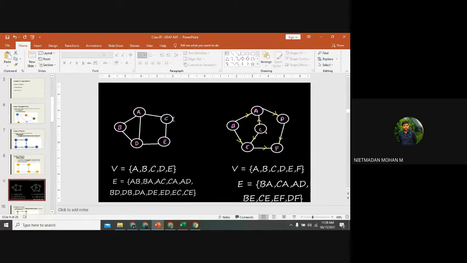So in this right hand side view, the edges will be B and A first, and again C and A. Likewise, it will be moving on. You can just calculate those edges, and thus the edges have been represented. Now coming to the left hand side, the vertices will be all the nodes that are available: A, B, C, D, and E. And here you can see the number of edges is higher when compared to the directed graph, right?